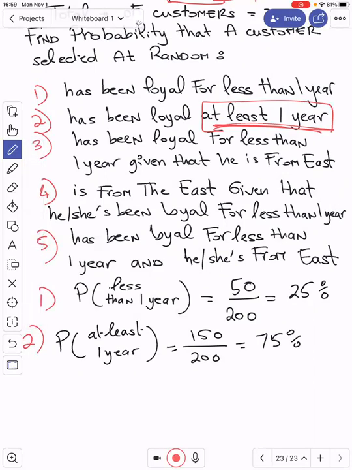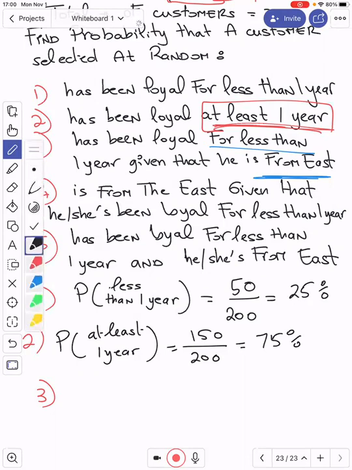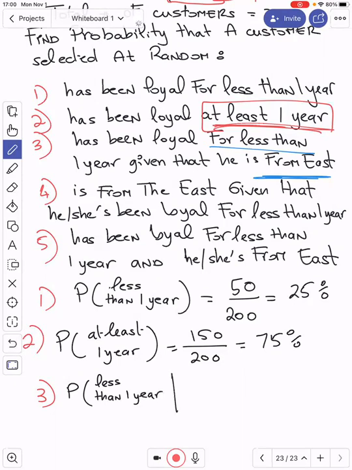Number 3, has been loyal for less than 1 year, given that he or she is from the East. Okay, so this is the probability that the customer has been loyal for less than 1 year, so less than 1 year, given that he or she is from the East. Okay.